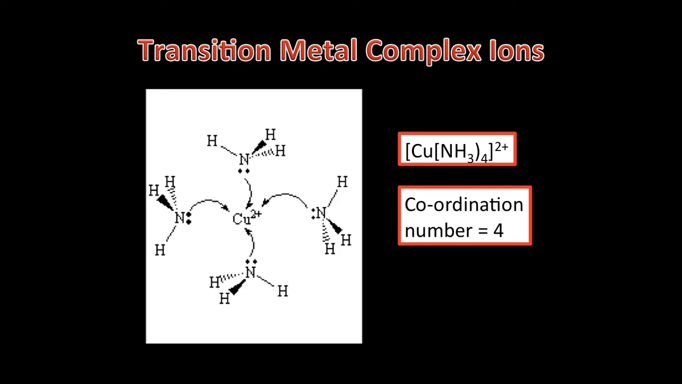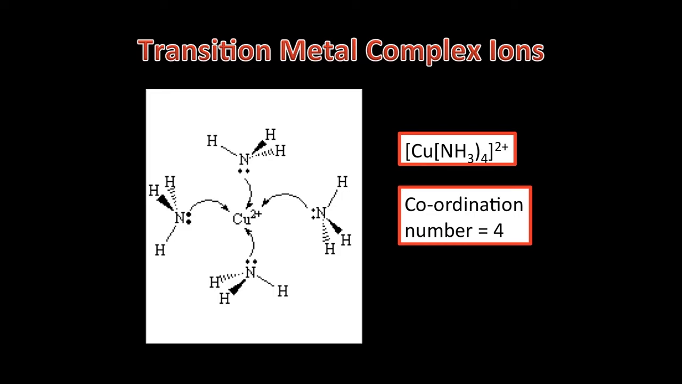In the example on the slide, the central transition metal is the copper 2+ ion. 4 ammonia molecules are acting as ligands, and each one donates a pair of electrons to form dative covalent bonds with the copper ion. When dealing with transition element ions forming dative covalent bonds, we call the bonds coordinate bonds rather than dative covalent bonds. So in this example, there are 4 coordinate bonds, or a coordination number of 4. The ammonia is able to act as a ligand as it has a lone pair of electrons on the nitrogen.